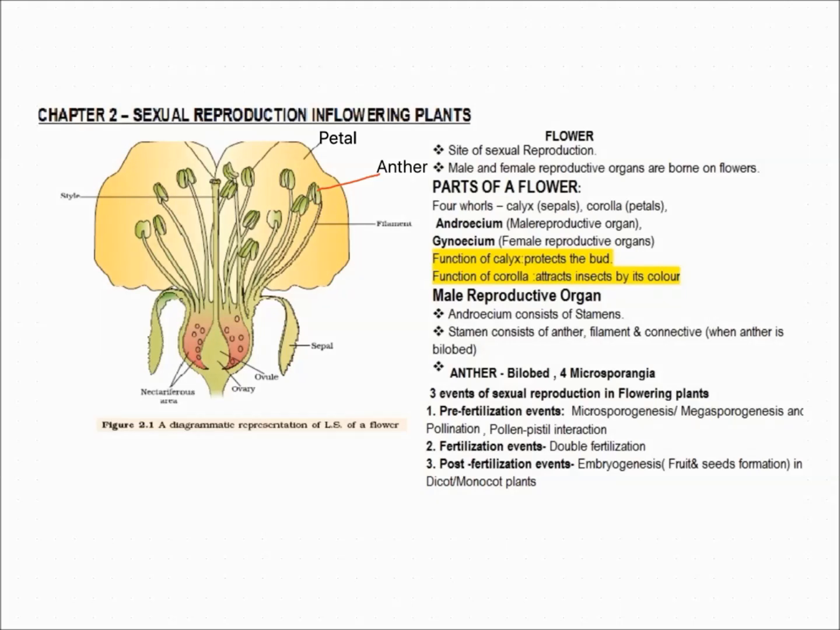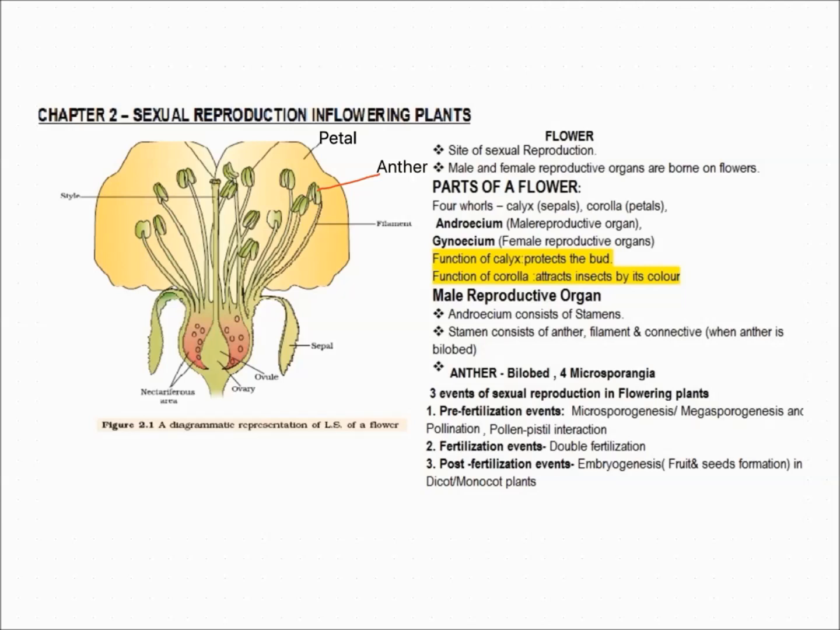Today we are going to start our new chapter, chapter 2, sexual reproduction in flowering plants. As we know, sexual reproduction is the reproduction in which two gametes are fused to form a zygote, or two parents are involved. Gametes are formed in sexual reproductive organs.